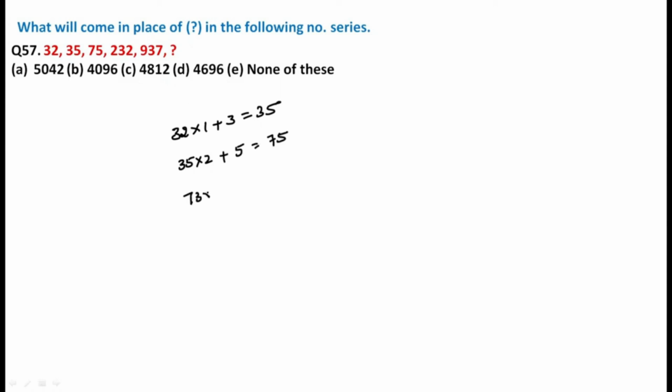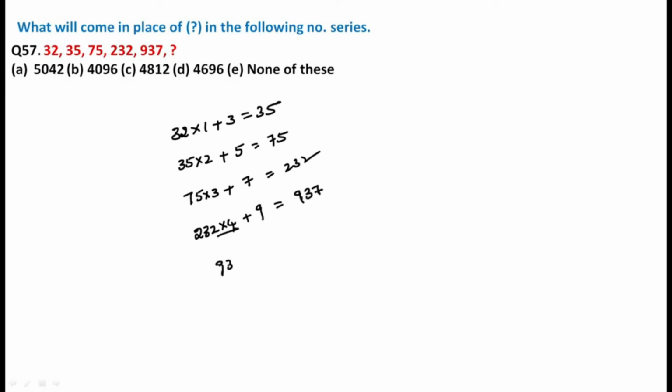And 75 is multiplied by 3. 75 threes are 225, and if you add 7, you get 232. So 1, 2, 3 and 3, 5, 7. We are multiplying with consecutive numbers, and every time we add an odd number. And for the next number, you can check it out, guys. 232 is multiplied by 4, we need to add 9. 4 twos are 8, 8 plus 9, the units place is 7.